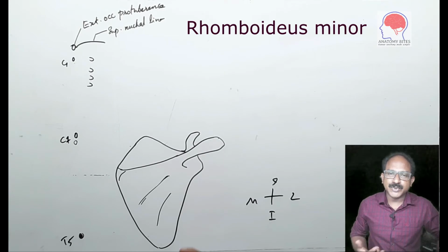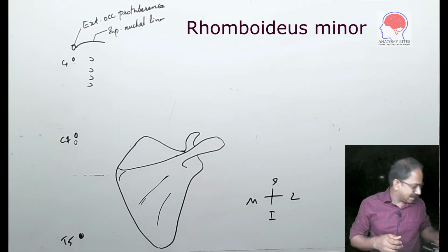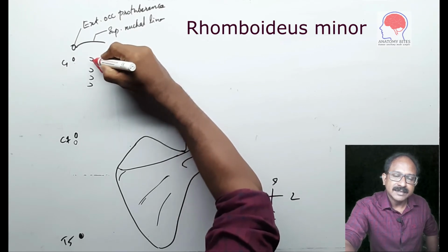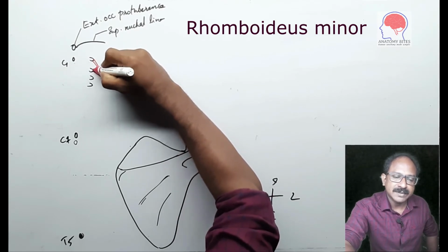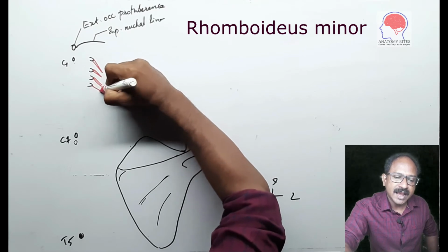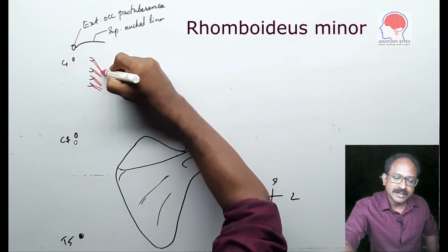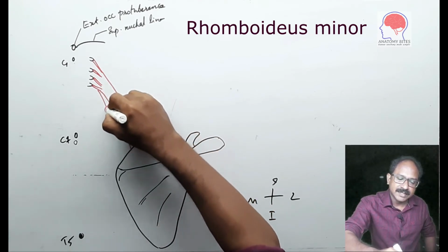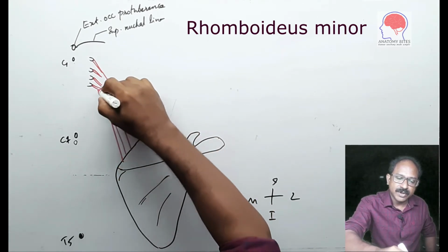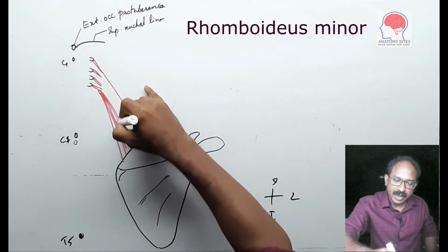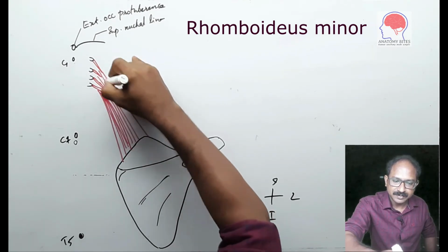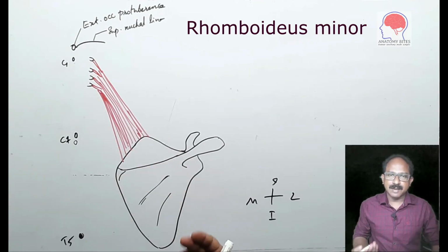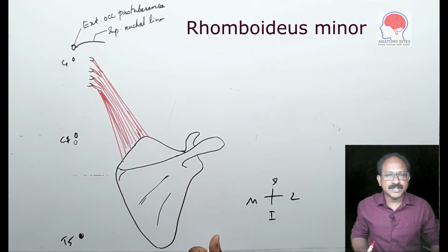Here I am going to tell three muscles. The first muscle is the levator scapulae, which arises from the transverse processes of C1, C2, C3 and C4. All together, this runs downwards and laterally, and it is inserted to the medial border of the scapula above the spine. When the muscle contracts, it helps to elevate the scapula. Hence, it is named the levator scapulae.